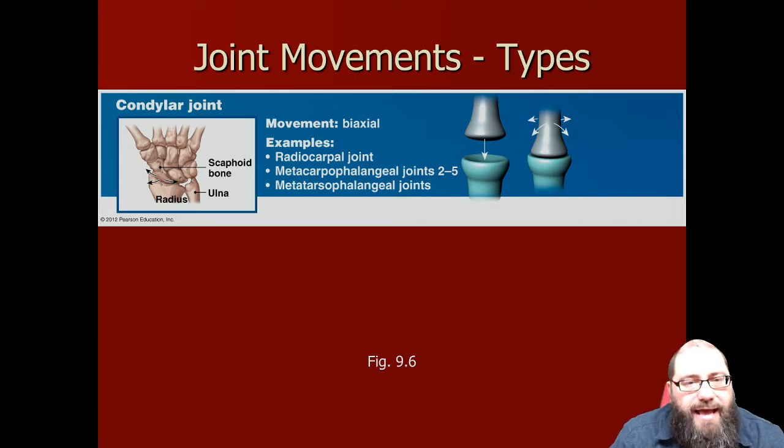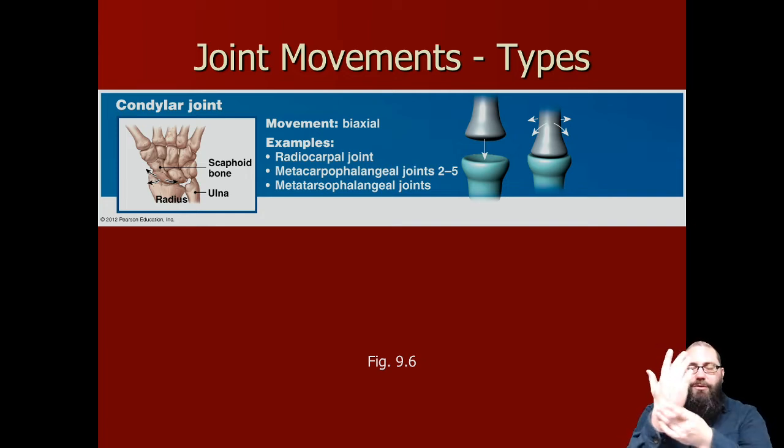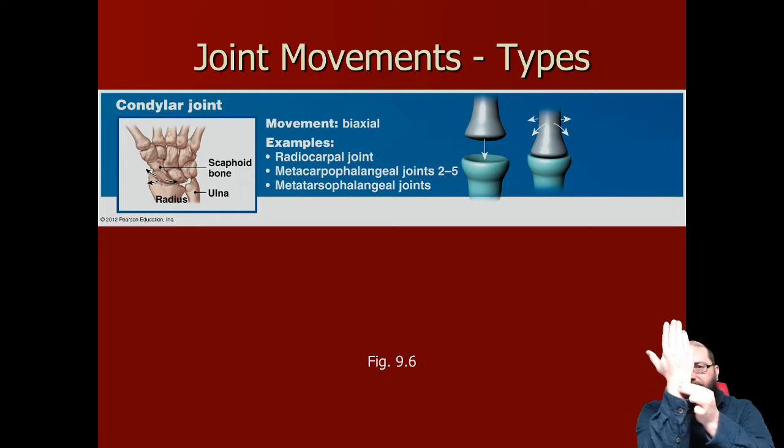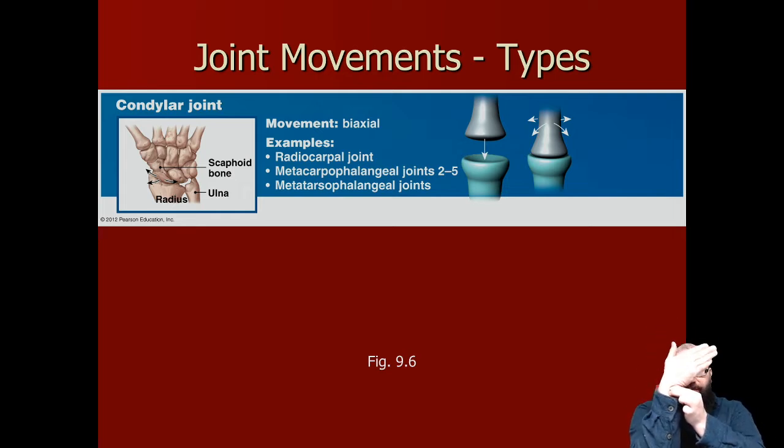Biaxial joints. We have a radiocarpal joint, and we have metacarpophalangeal joints and metatarsophalangeal joints. So where the carpals and metacarpals come together, or where the tarsals and metatarsals come together, carpals in the wrist, tarsals in the feet, and the radiocarpal joint, where the radius attaches to the carpal bones. So the radius has two movements, right? We have this movement on it, and then we have this movement on it. So that's our biaxial, okay? Biaxial.